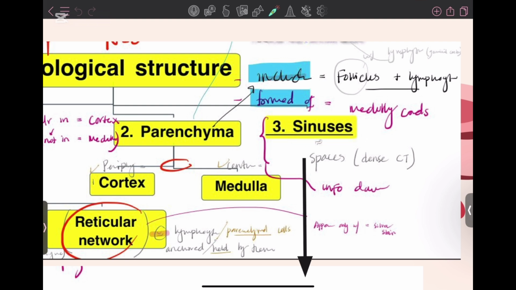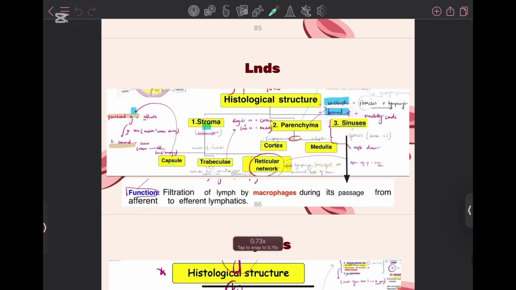Now we're gonna go through them more, but for example, for the parenchyma, you need to know that it includes follicles and lymphocytes. There is more information in the slides about the follicles, which are the dense ones, and the lighter ones. You need to know some of this information. Plus, you need to know that it is formed by medullary cords. Now the function of these sinuses, as I mentioned, is the filtration of the lymph by macrophages as it passes from the afferent to the efferent.